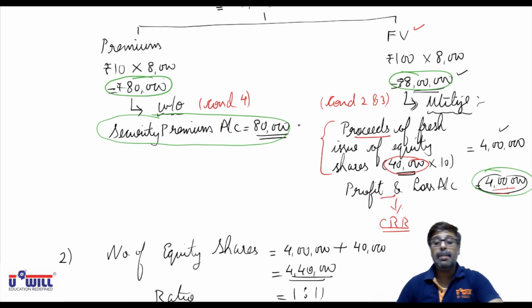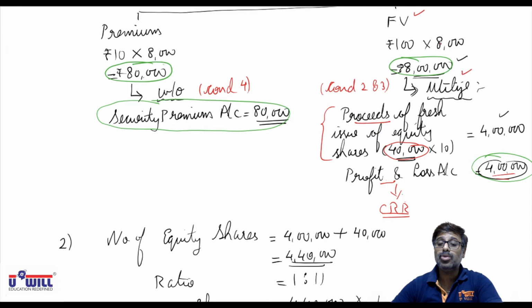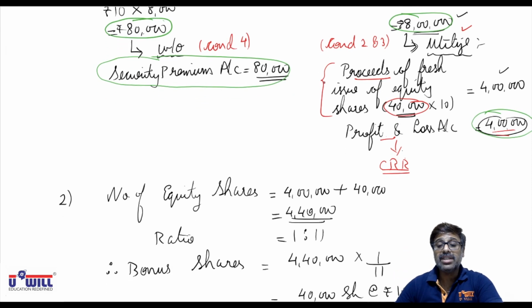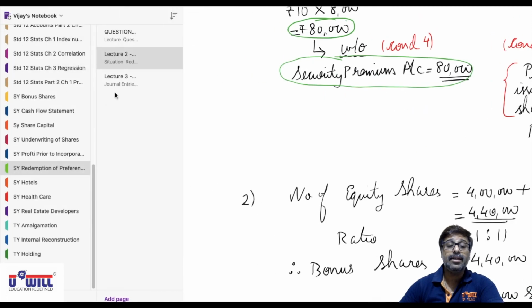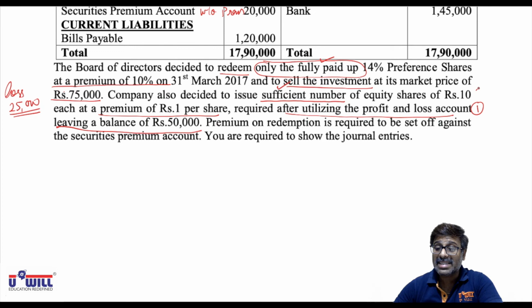I repeat, up till now in the workings we have been doing, we utilized the two sources towards the face value. First we utilized proceeds of fresh issue of shares, then profits of the company. Why did we utilize proceeds first? Because the quantity of shares issued was already given. But in this question, a sufficient number means the quantity of equity shares is not known. So first we will utilize profits of the company, whatever profits are available. And then whatever deficit is required, for that only we will issue the equity shares. So it will go in reverse.